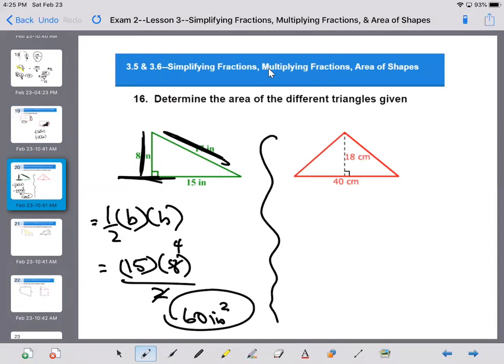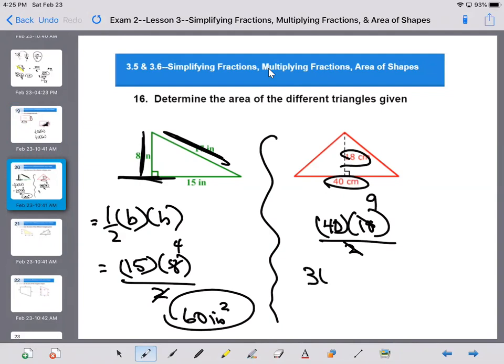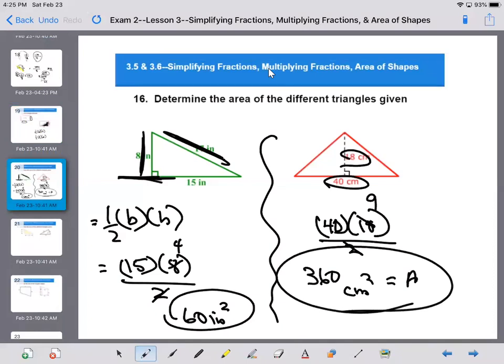Here we recognize the base and the height. So 40 multiplied by 18 divided by 2. So I'm going to take 2 will divide 18 9 times. So what's 9 times 4? It's 36, times 10 would be 360, and that would be 360 centimeters squared for the area. So base times height divided by 2.